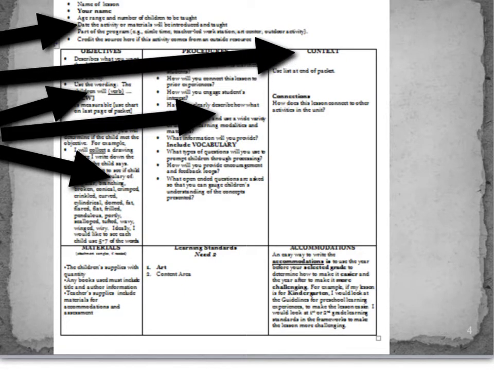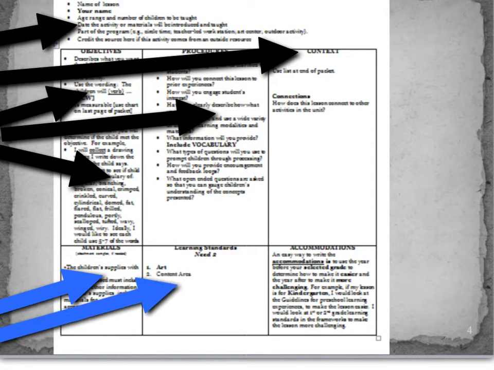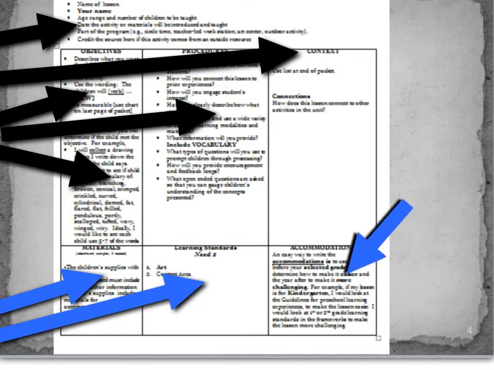the context, which means how is your lesson developmentally appropriate, and the connections. How does this lesson connect to other activities in the unit? You'll also describe the materials, the learning standards, you need 2 here, and the last category is accommodations.